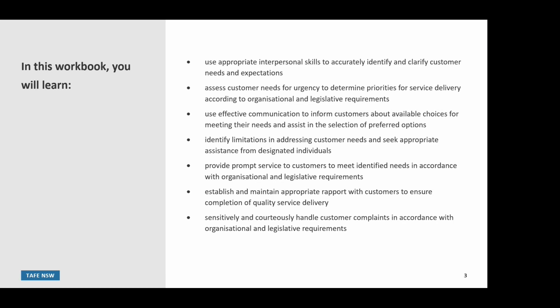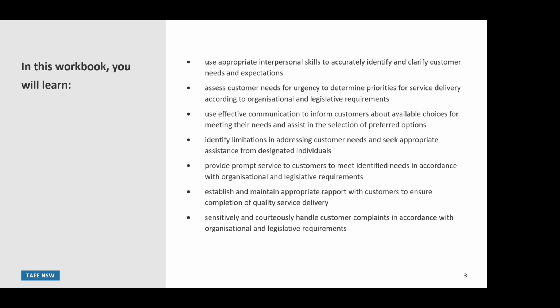So when we look at this slide, you can see we're going to look at interpersonal skills. So this is all about customer service to meet customer needs. We're going to look at our interpersonal skills. We're going to look at how to determine our priorities. What are the urgency of our different activities to determine our priorities? We're going to look at effective communication to inform our customer of their choices. Okay. Also, what limitations we might have.